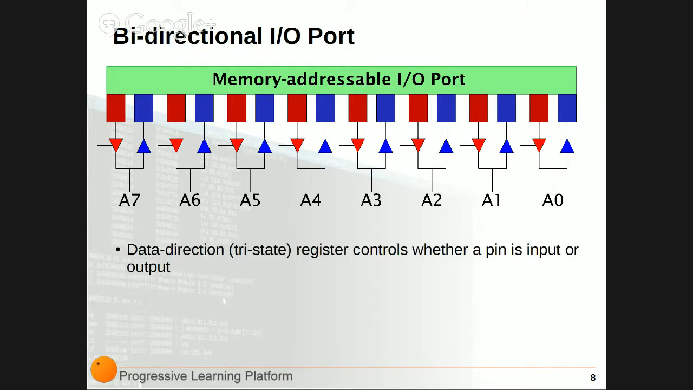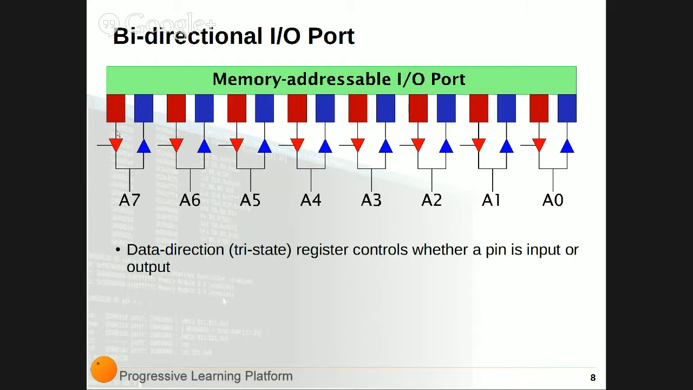So what actually controls which direction the pin will act? There's this thing called the data direction or tri-state register that controls whether a pin is input or output. So that's the language, data direction or tri-state. When you go out there and program controllers, you'll see these phrases. It's a really common phrase to use. Yes? Does the triangle represent the tri-state? No, the triangle is a buffer. The tri-state is this thing. This is a tri-state buffer.